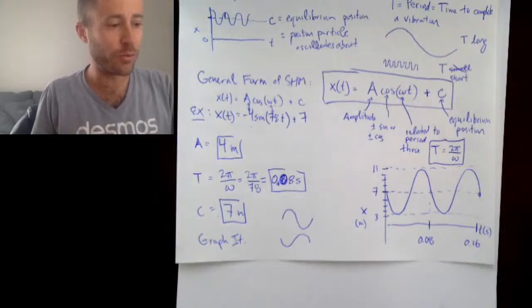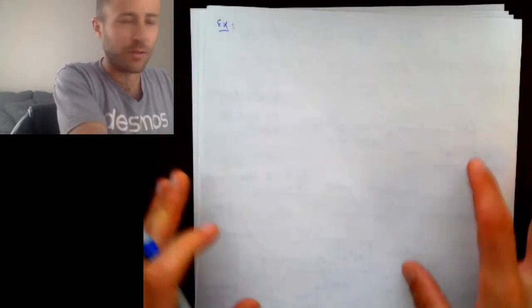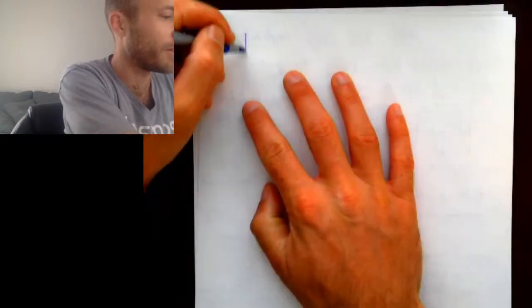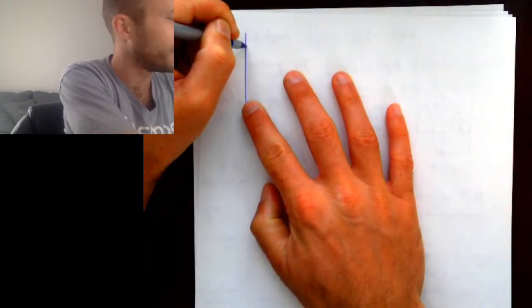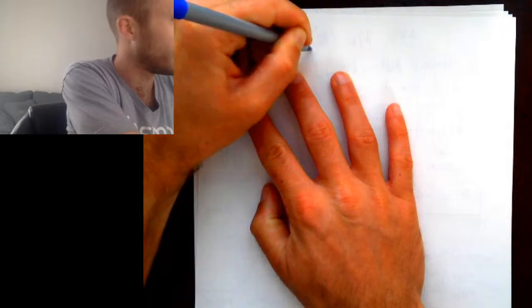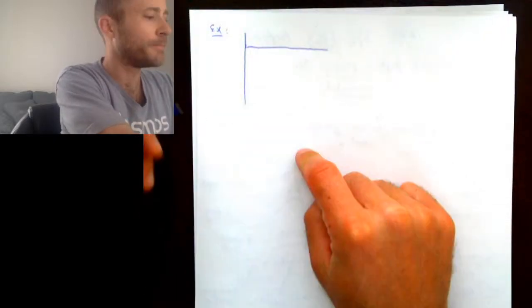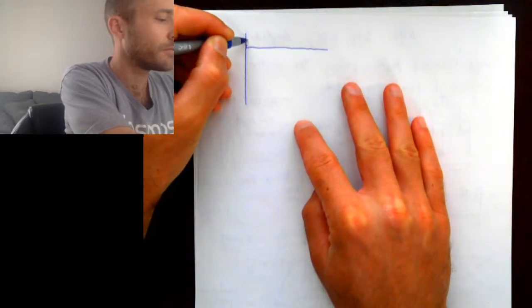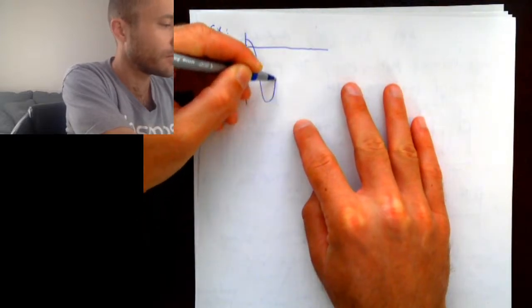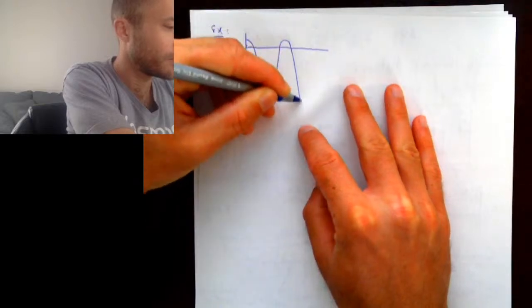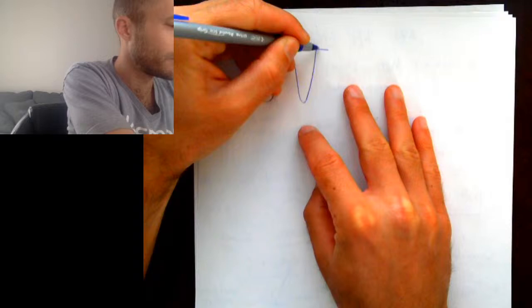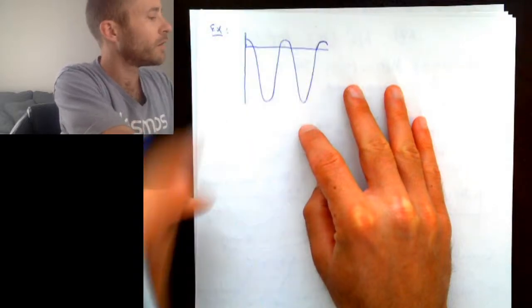So now we want to go backwards. Let's try and do the opposite with the second example. So here's the second example. It's going to take me a second to draw my position as a function of time, so bear with me.